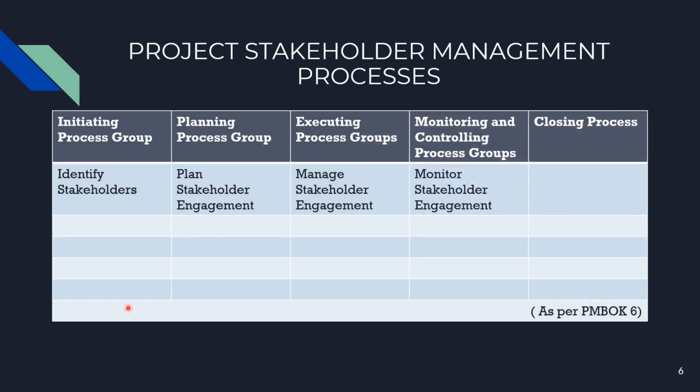So project stakeholder management has four processes, each in a different process group: initiating, planning, executing, and monitoring and controlling. The process under the initiating process group is identify stakeholders. The process in the planning process group is plan stakeholder engagement. The process in the executing process group is manage stakeholder engagement. And the process in the monitoring and controlling process group is monitor stakeholder engagement.